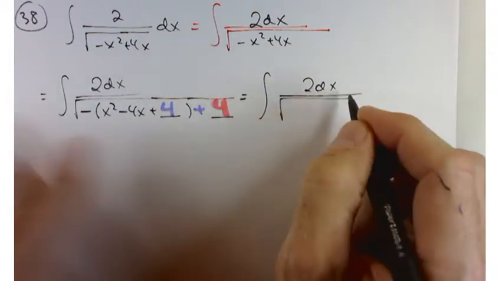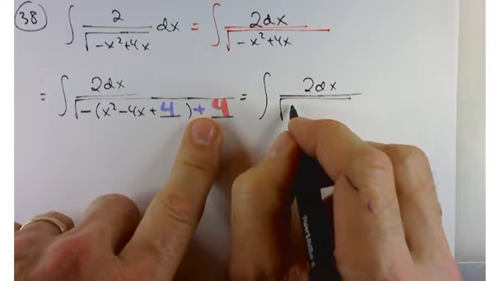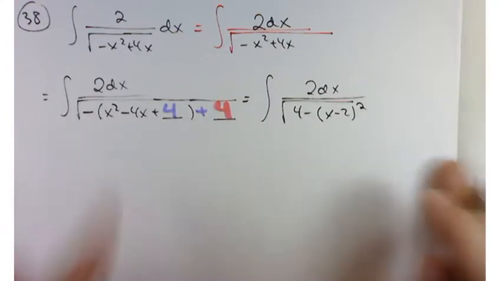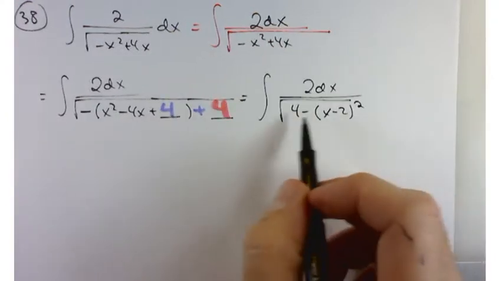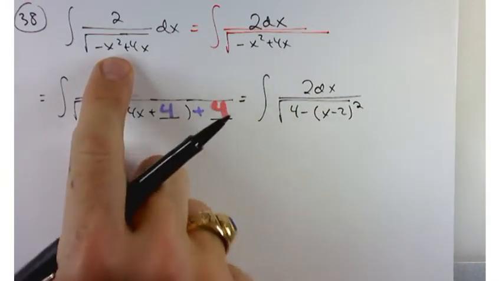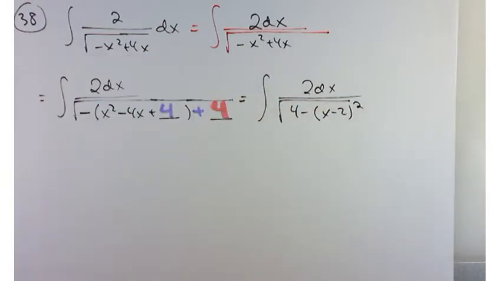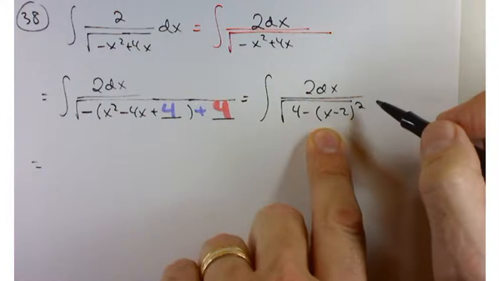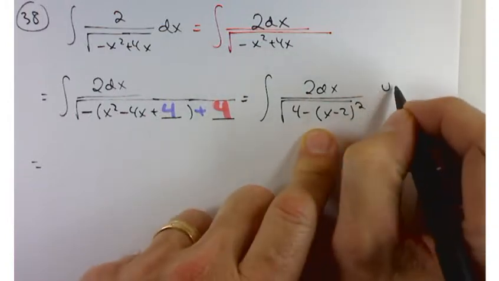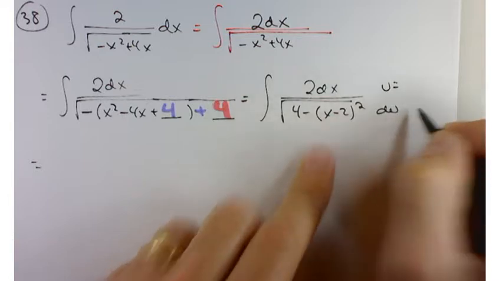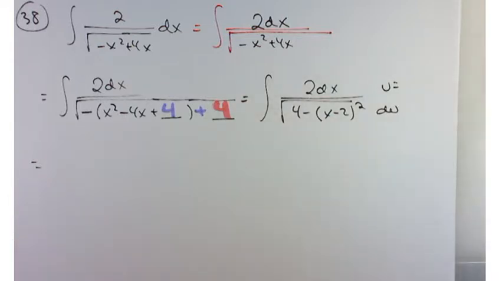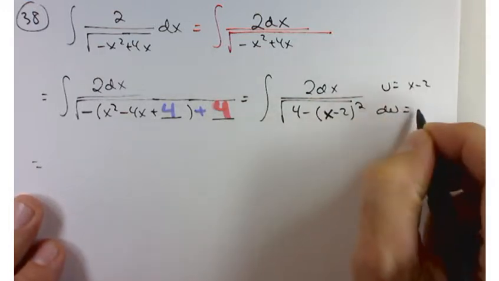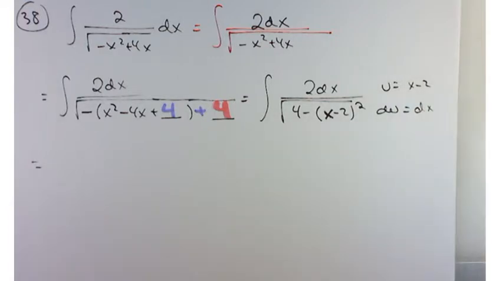2dx. This is now a perfect square, so I can write that as 4 minus x minus 2 quantity squared. If you square this out and distributed the negative, eventually it should cancel into that, if you wanted to double check me. This is what we wanted. You could, as with the last one, make a u substitution if you wanted to. What would u equal for our u substitution? x minus 2. Well, once again, du equals dx.